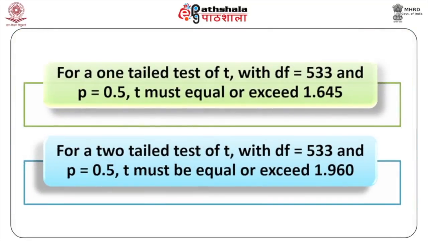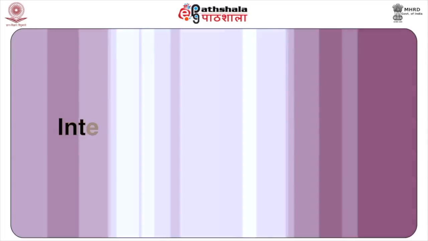That value is the value that the calculated t-score must equal or exceed to indicate statistical significance. For a one-tailed test of t with degrees of freedom equals 533 and p equals 0.05, t must equal or exceed 1.645. For a two-tailed test of t with degrees of freedom equals 533 and p equals 0.05, t must equal or exceed 1.960.